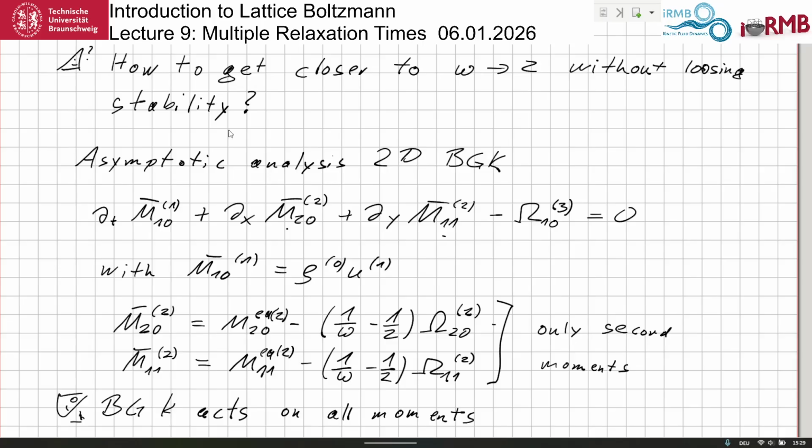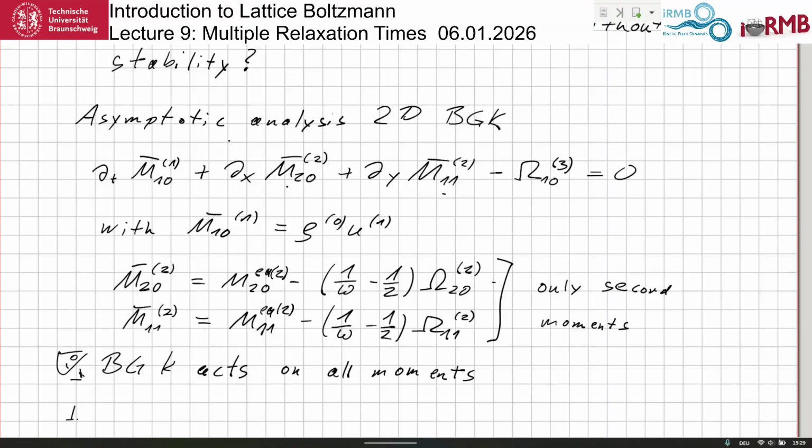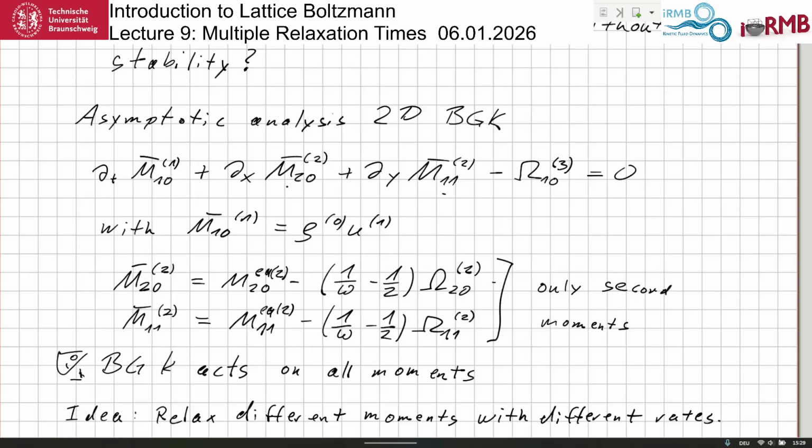So the idea is that they still have to relax, so they are not, say they are not conserved, yeah, but they can relax with a different rate. So relax different moments with different rates. So this is our idea.